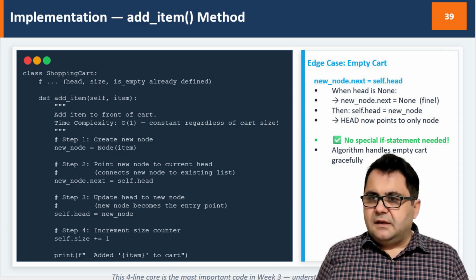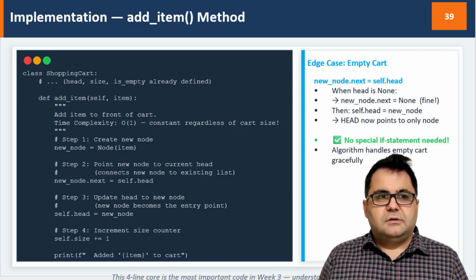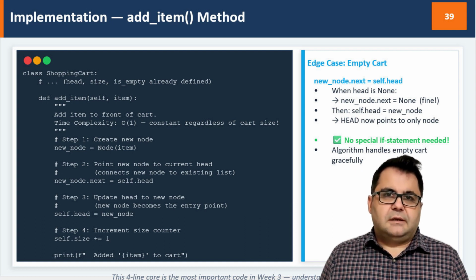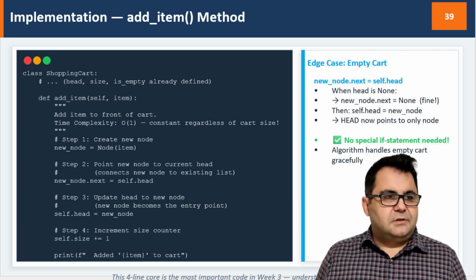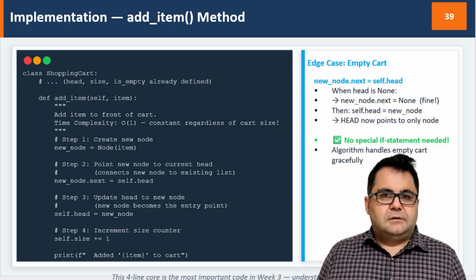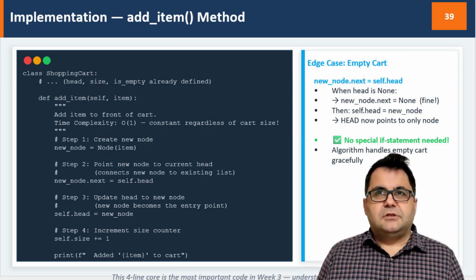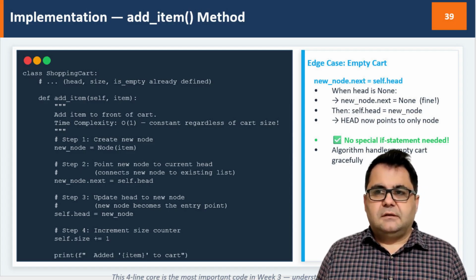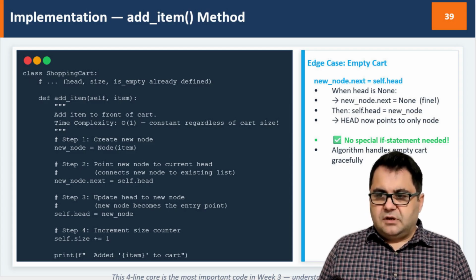Step 3: update head to point to the new node. The code: self.head equals new_node. Now head points to iPad instead of iPhone. Visual: head arrow moves to iPad. Step 4: increment size. The code: self.size += 1. We went from 3 items to 4 items.